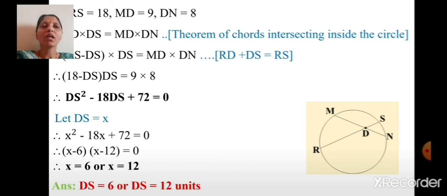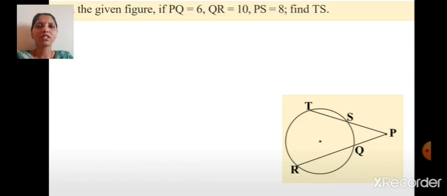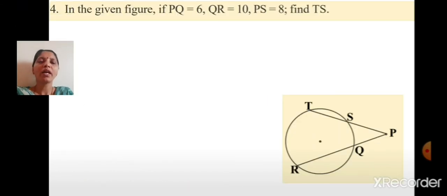Okay, now let's move on to the next question. In the given figure, if PQ is equal to 6, QR is equal to 10, PS is equal to 8, then find TS. Okay, if you can see here, which theorem can you apply?